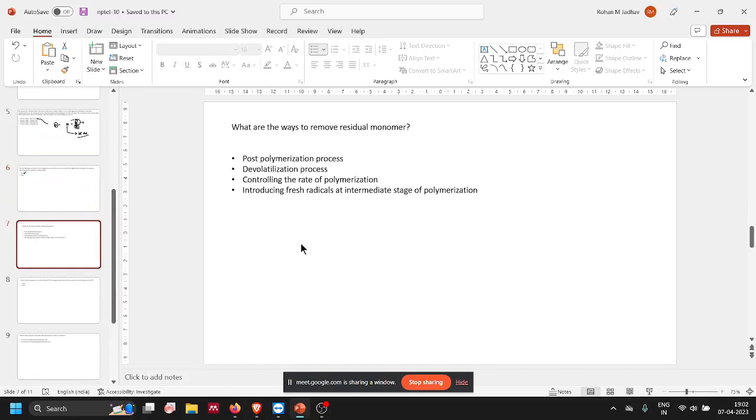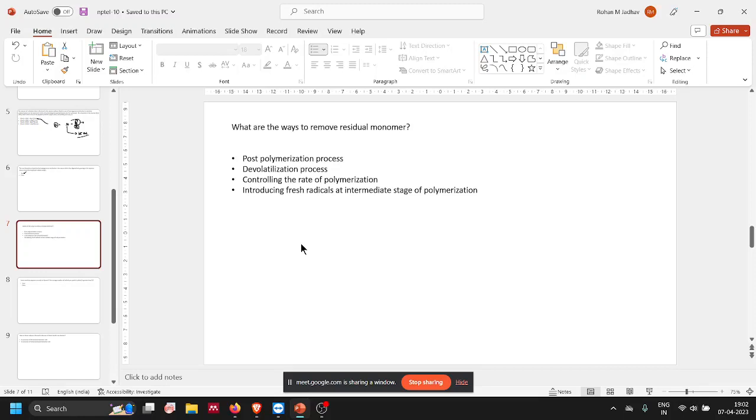Next question. What are the ways to remove the residual monomer? Residual monomer is a big problem in polymerization process. As the polymerization process ends, we can see that some of the monomers do not undergo any initiation, because of which they don't turn into polymers. So what are the methods to remove them, since we need to get rid of them? The options are post-polymerization process, devolatilization process, controlling the rate of polymerization, and introducing fresh radicals at an intermediate stage of polymerization.